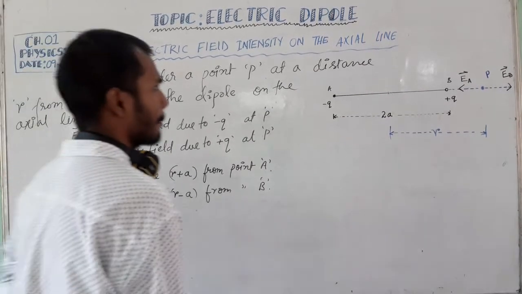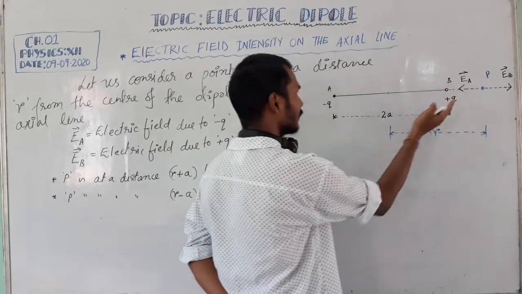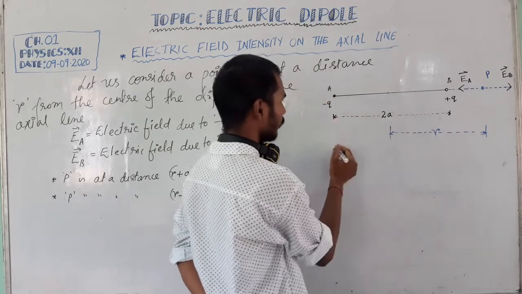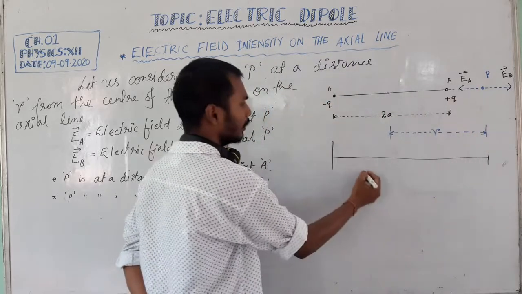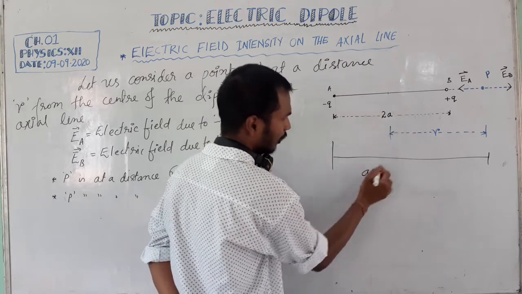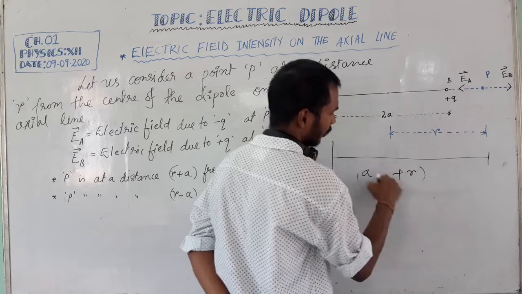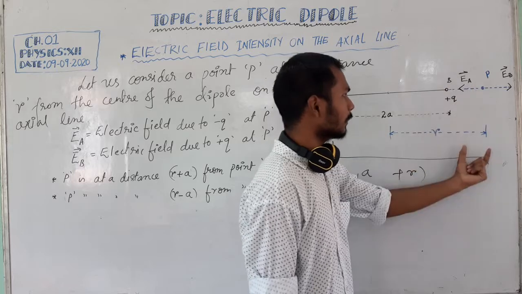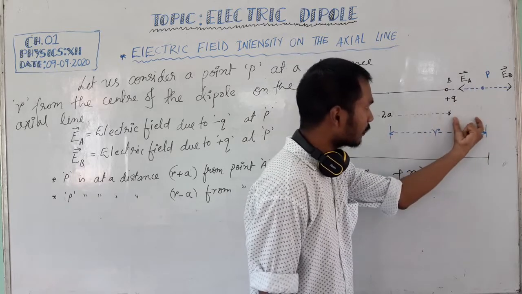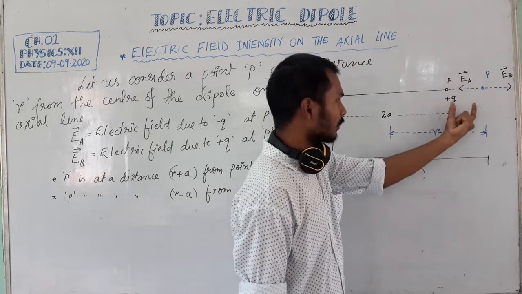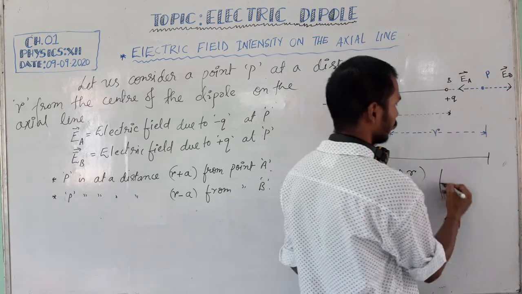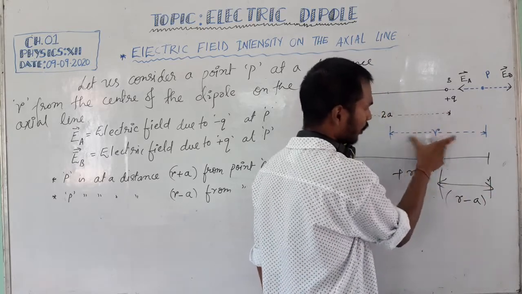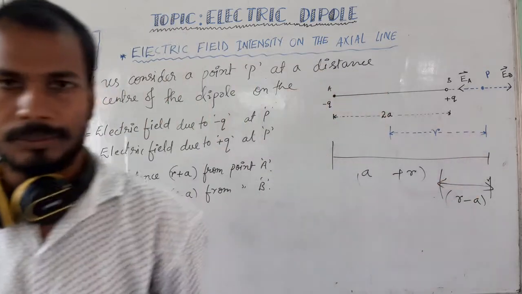Now see, this point is at a distance a plus r from point A. This means the total distance of point P from A is this part, a, plus this part, r, that is a plus r. Similarly, if you find the distance of this point from B, what will be the distance? This is r, this is a, so the distance of the point P from B is r minus a. If you subtract a from r, you will get this much distance.